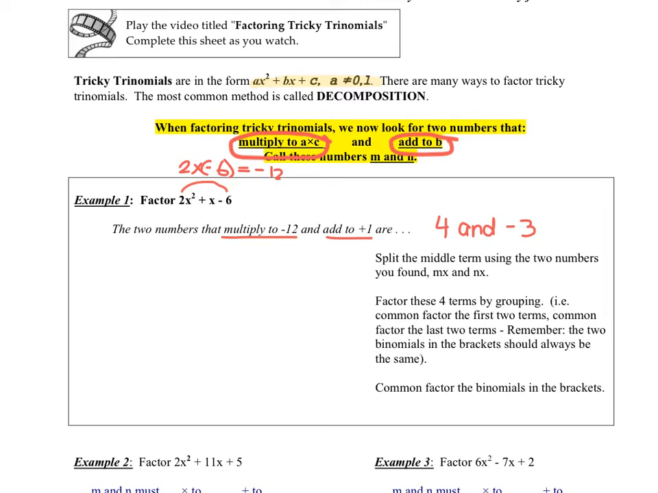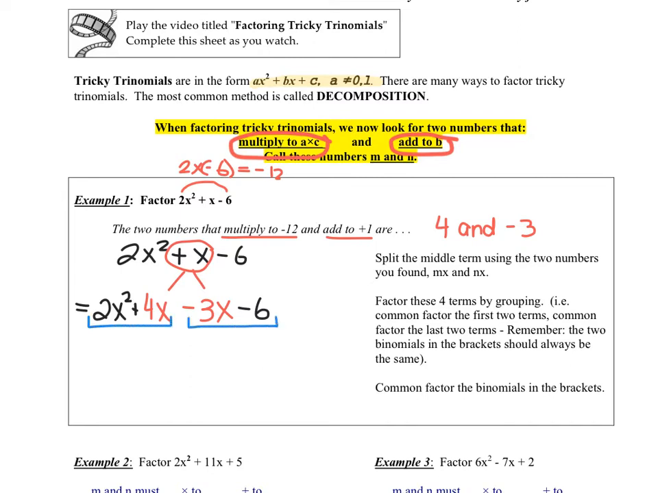Now what you're going to do is take that middle term. So let me just rewrite it: 2x squared plus x minus 6. We're going to take this middle term and decompose it. We're going to break it down into the two numbers we came up with. So that's 4x and negative 3x, because 4x minus 3x is x. And then everything else we write around it, so 2x squared and then the minus 6 at the end. I just broke down that middle term. Now what we're going to do is pair them up. So I'm going to pair up my first two terms and I'm going to pair up my second two terms.